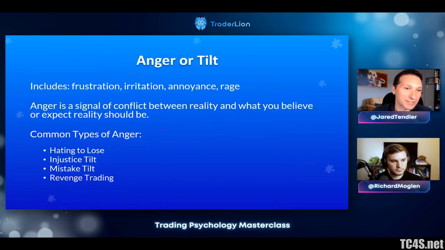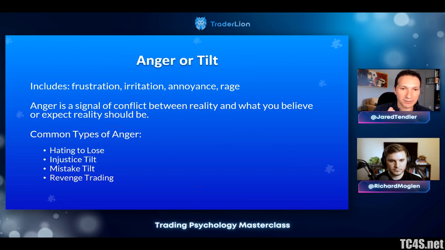All right, anger or tilt. Tilt is a term that comes from poker. I just think it's a more fun term than just saying you have an anger issue, right? Tilt problem is kind of more fun. And so, again, in terms of terms: frustration, irritation, annoyance, all kind of the same thing, all in the category of anger or tilt. Annoyance or rage would obviously be a big example of it.